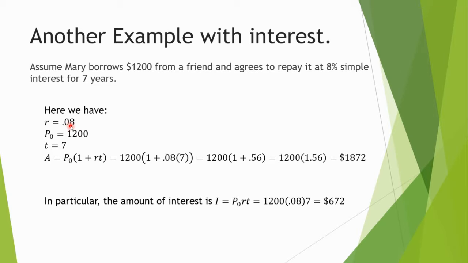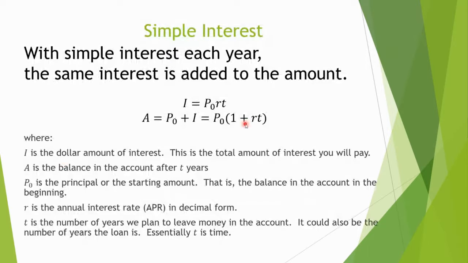R then is 0.08. That's the 8% as a decimal. P naught is 1,200. It's a 7-year loan, so T is 7. So our balance then would be this. I'm just using the formula for the balance. We could calculate the total interest, which we will, but the balance after 7 years is what we're calculating first.